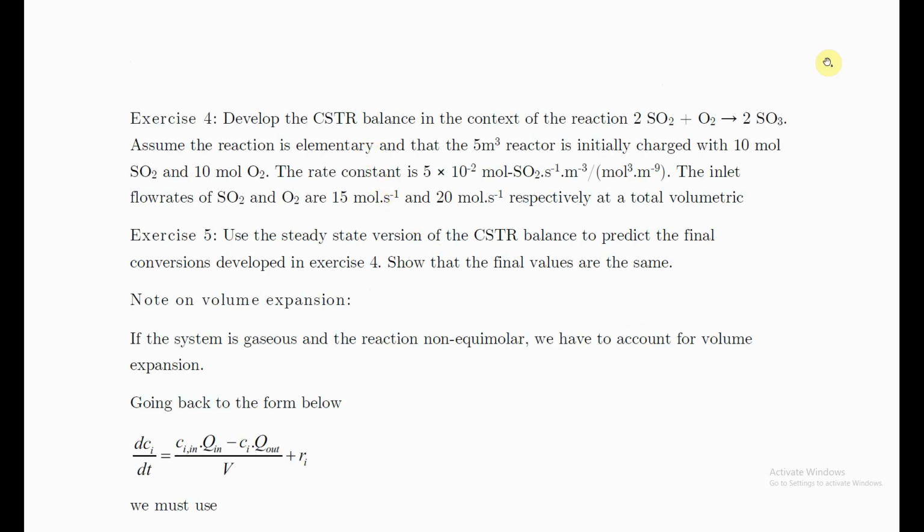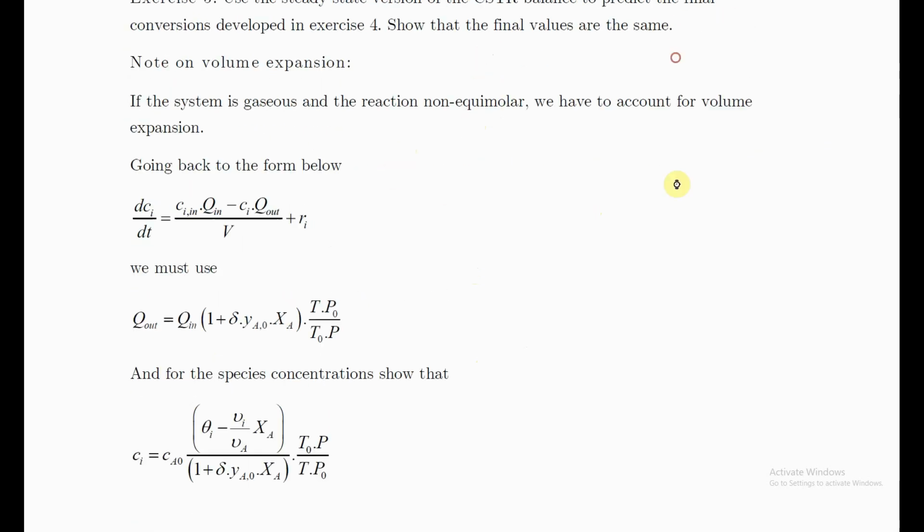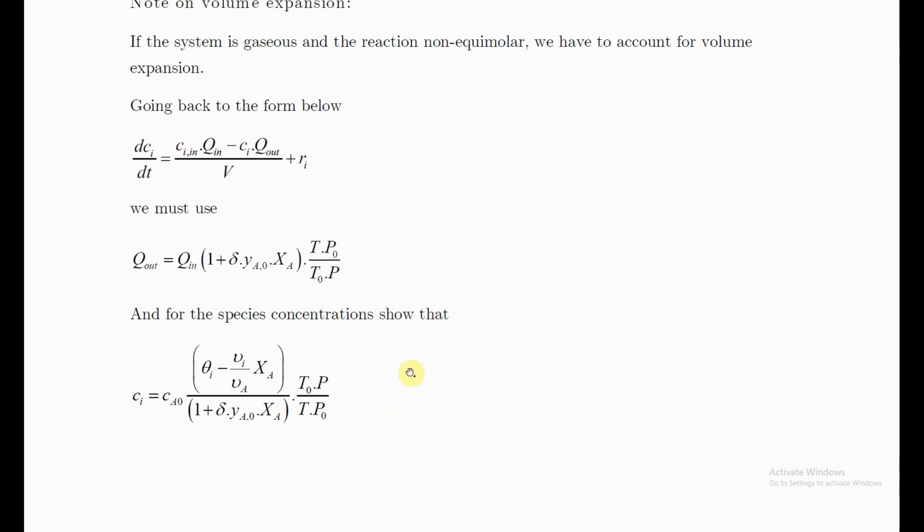Okay, and there's the example now further developed. It's the same reaction set, sulfur dioxide and oxygen to give us sulfur trioxide. Similar values to before, 10 moles, 5 cubic meter reactor, same kinetic rate constant. So now you go ahead and do this for the CSTR, and you can do it. There are some comments here on volume expansion, which we'll get to a bit more in the next one.